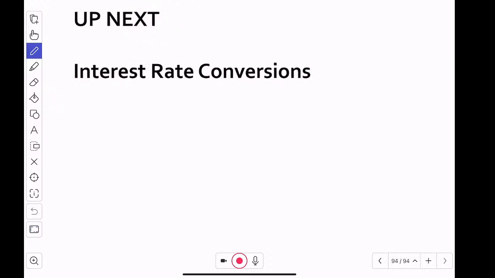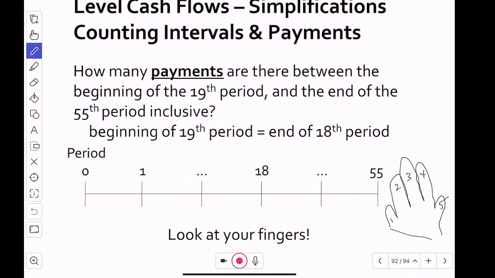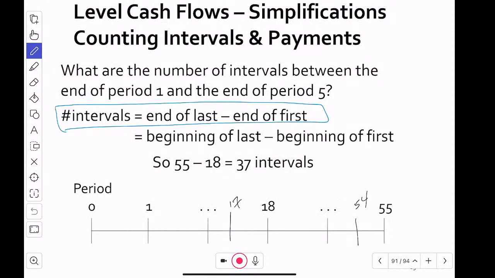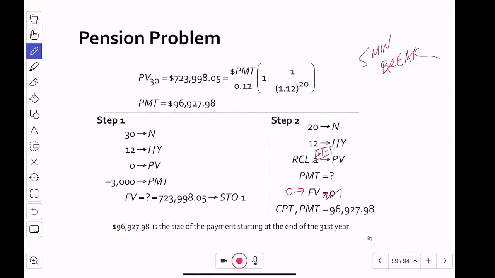And that takes us to interest rate conversions. I don't want to do interest rate conversions yet. I want to review the exercises I gave you. Then I'll give you some more exercises, and then we'll start interest rate conversions probably tomorrow, because we have an hour and a half still to do today. We'll have enough time to cover the exercises. So let's just look back here.